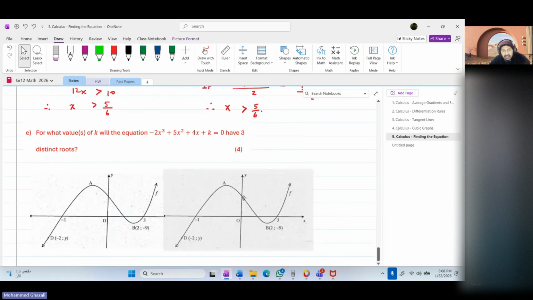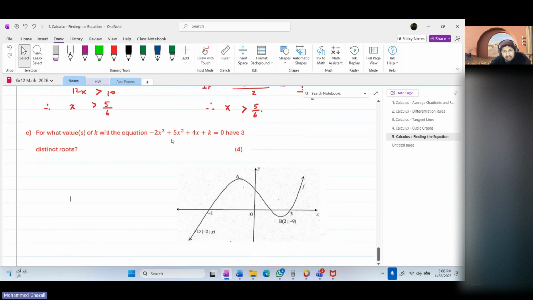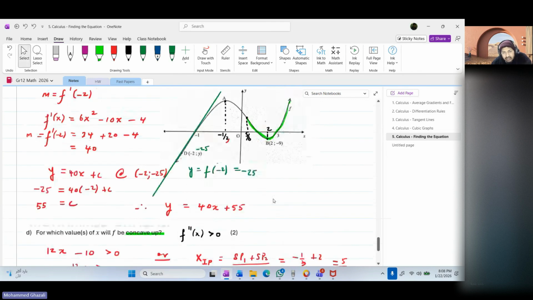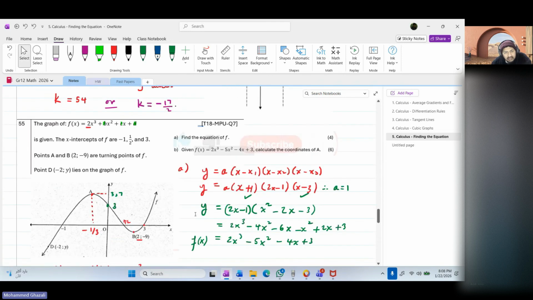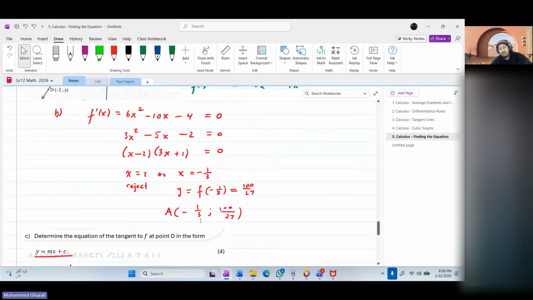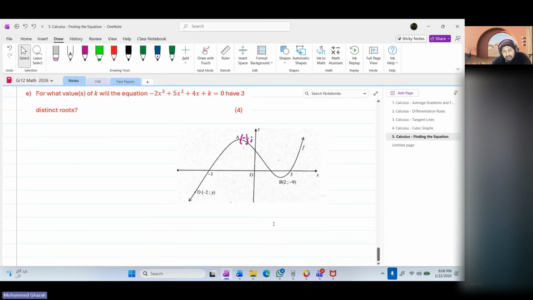So first of all, see how the question is structured. Minus 2x cubed plus 5x squared plus 4x plus k is equal to 0 has three distinct roots. Okay, so for three distinct roots, we know what to do. We know what the values were: negative 1/3 and 100 over 27. That's what we had here. Okay, let's put this down: 100 over 27.